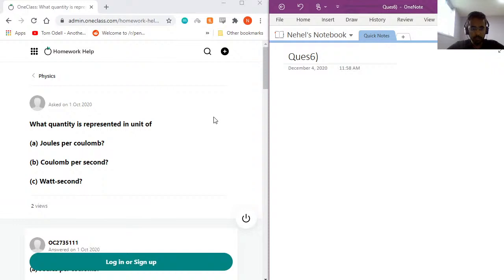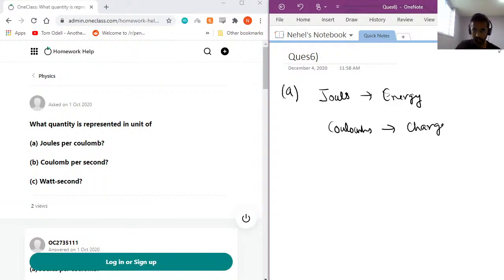Question number 6. What quantity is represented in units of joules per coulomb? In this question we're given units and we'll be using the division of the two to find out what is represented by those two quantities. We know that joules is a unit of energy, and coulombs, like we used earlier in the session, is a unit of charge. If we divide the two, we have the energy required to move 1 unit of charge. It's defined as the voltage.